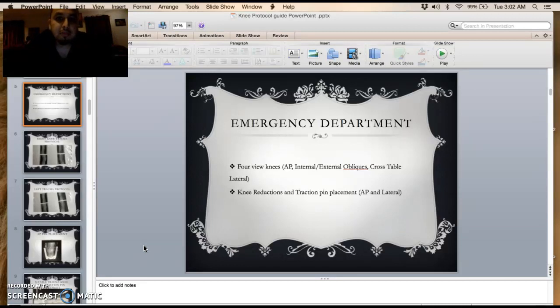Knee reductions and traction pin placements are more specialized towards trauma, so the ED will be doing these. Anytime the bone is severely fractured, they have to reduce the knee first, make sure it's lined up properly, and then they put a pin in. It has to go through bone, and then they put traction on, putting weight on so the reduced knee will stay reduced, and it doesn't cause any more internal damage if the knee was badly broken.